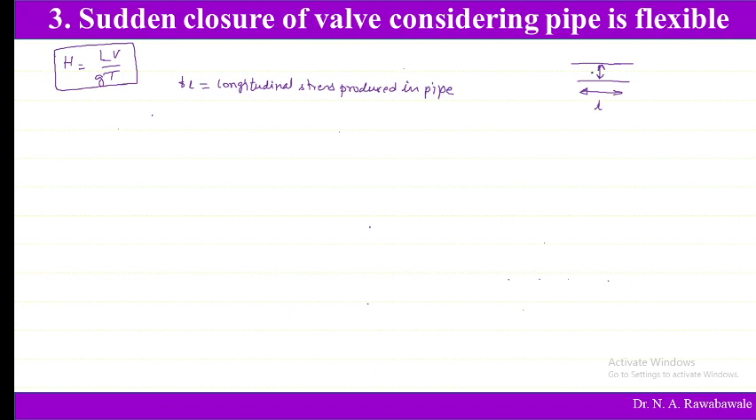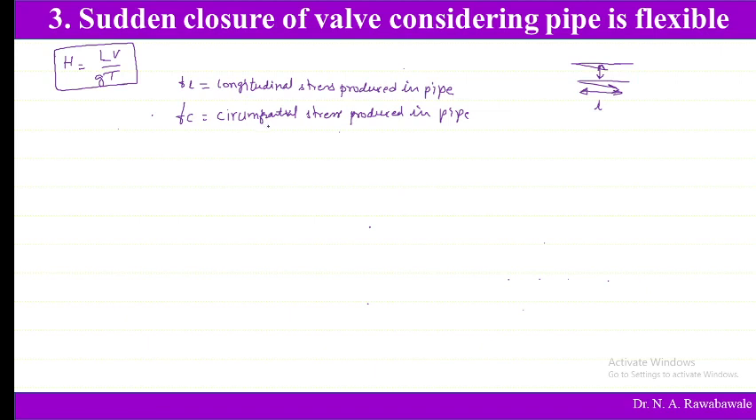As the sudden wave is produced, this pipe starts to elongate in the longitudinal direction and produces longitudinal stress. Then let FC be the circumferential stress produced in the pipe. Due to the sudden pressure developed, the diameter tends to increase, and that is creating circumferential stress in the pipe.